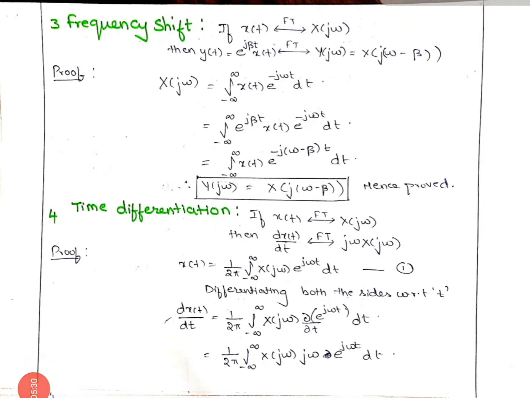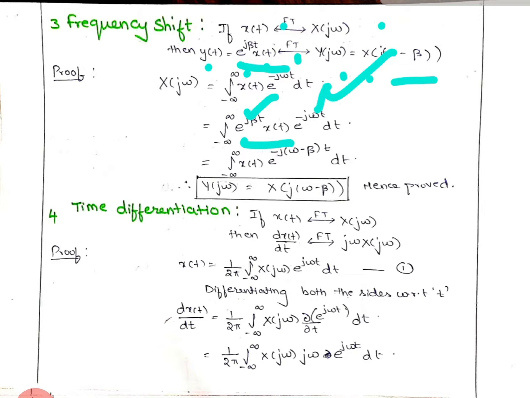Now let us see the frequency shift property. If the Fourier transform of x of t is x of j omega, then y of t equal to e raised to j beta t x of t has the Fourier transform y of j omega equal to x of j into omega minus beta. So x of j omega is the integral from minus infinity to plus infinity of x of t e raised to minus j omega t dt. Therefore, wherever x of t is there, we substitute e raised to j beta t x of t.